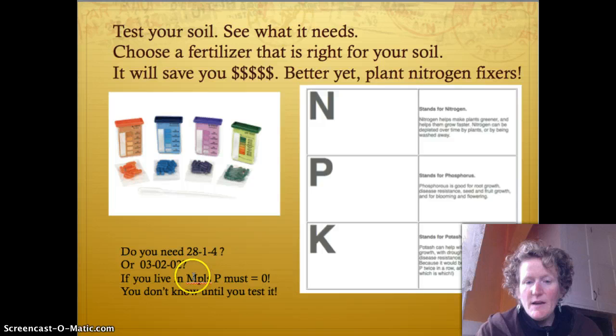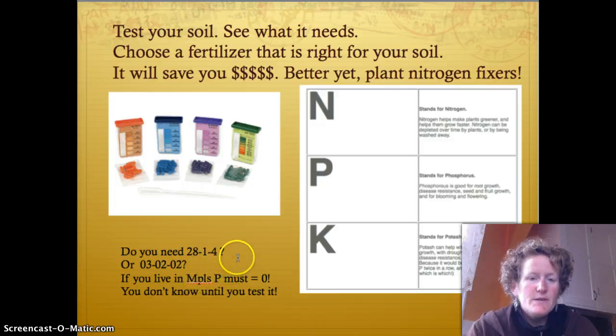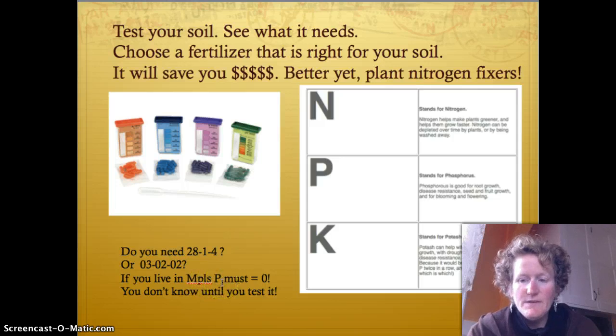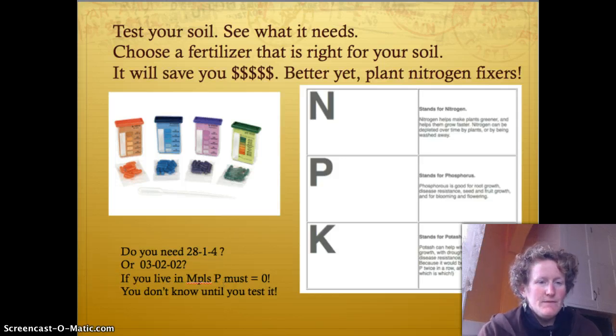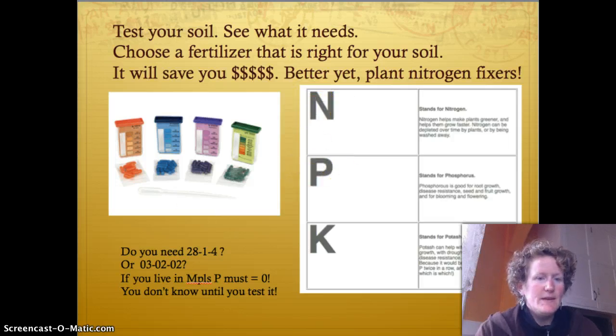If you do live in Minneapolis, you don't get any phosphorus. If you buy fertilizer in Minneapolis, it's not going to have any phosphorus in it because A, you don't really need it, and B, it just ends up in the lakes and makes your lakes nasty. If you've ever driven by a smelly, nasty lake in the summer, it's because it probably has too much nitrogen or too much phosphorus from runoff that's going into the lake.